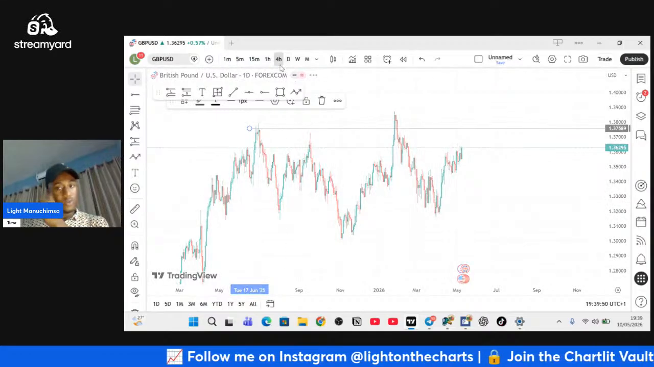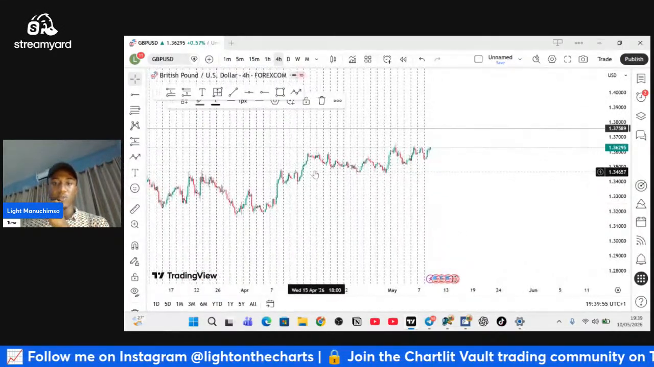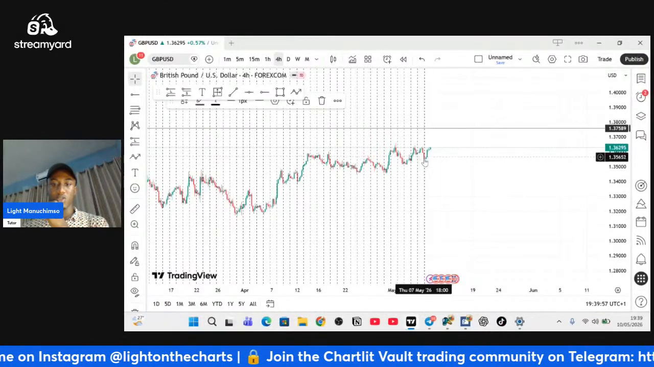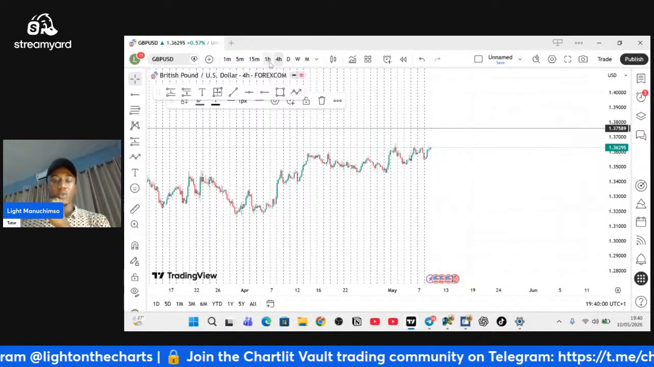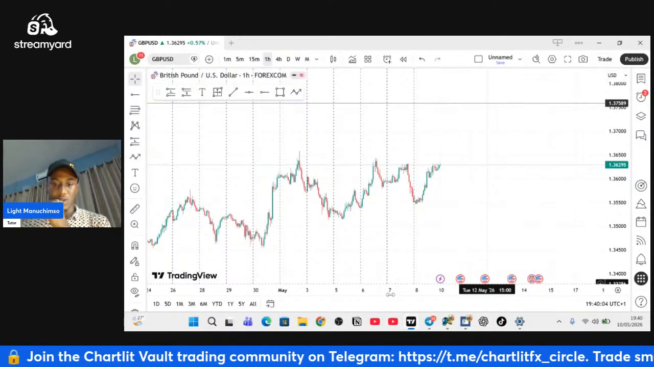On the 4 hour, what's our trend? On the 4 hour, we can see an uptrend, a progressing uptrend forming high highs, high lows, high highs, high lows, high highs. So I go down to the 1 hour. In the 1 hour, what's likely to happen?